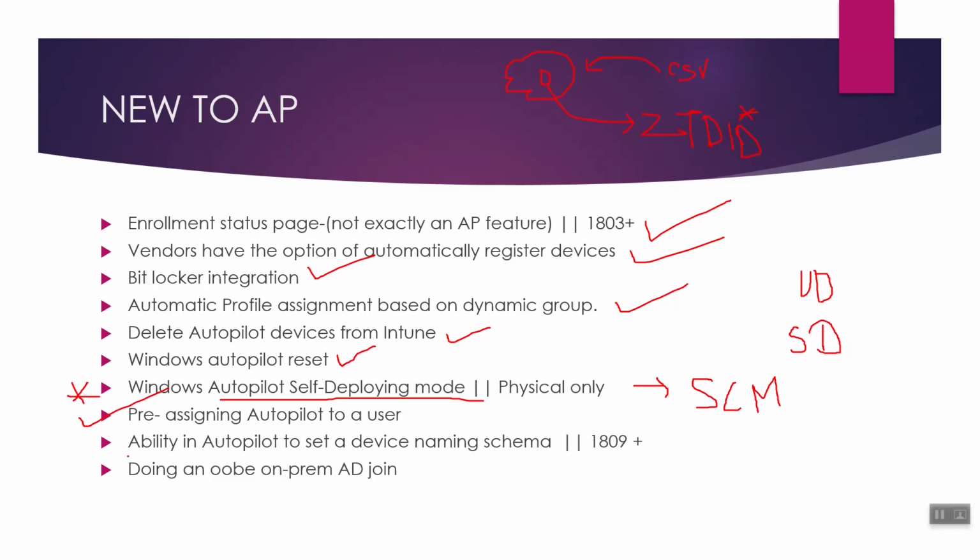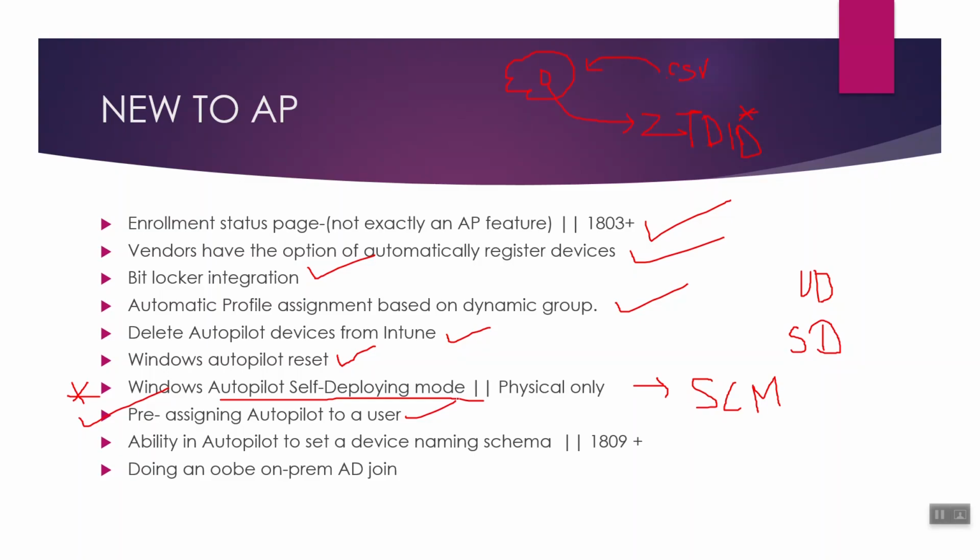What I can do using this feature is pre-assign a user to a device. What that means is, when the user powers on the device and has to enter his username and password, his username is going to be pre-populated. So he won't even have to enter his username. He will only have to enter the password. So that is something we can make use of. It's kind of cool. It's like pre-assigning an Autopilot device to a user.